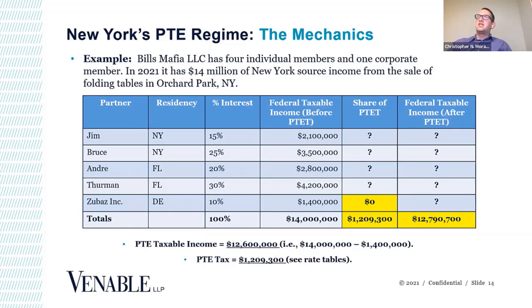And the pass-through entity workaround can only benefit individual partners, trusts and estates. The corporate partner can't benefit from the pass-through entity workaround. So the corporate partner's 10% share, that's 1.4 million, is not eligible for this PTE benefit. So we have $12,600,000 of PTE taxable income. We have a tax of about 1.22 million. And we see how that reduces the federal taxable income to about 12.8.